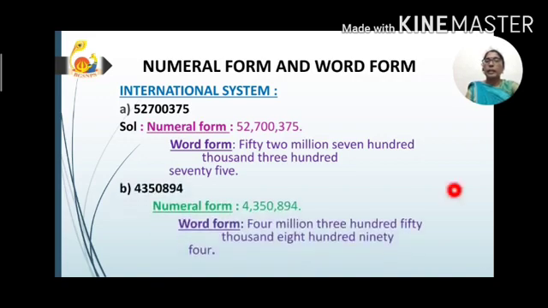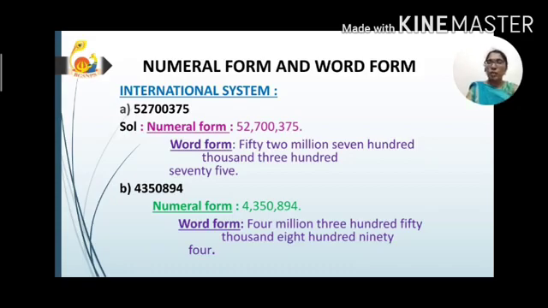Now the example 4350894, numeral form and the word form. So here, after every 3 digits you have to place comma. Now word form, 4 is in which period? Millions period. 4 million. 350 thousands period. 350,000. 894. Is it clear, children?